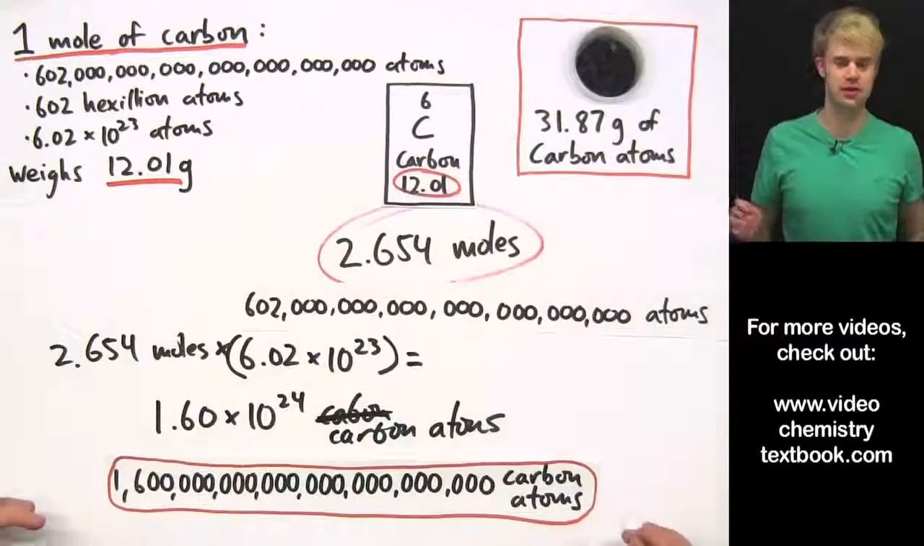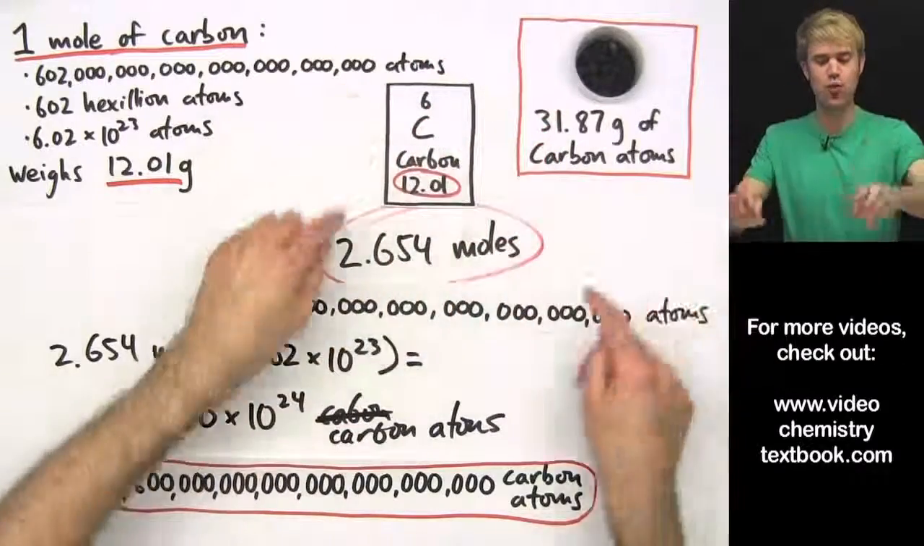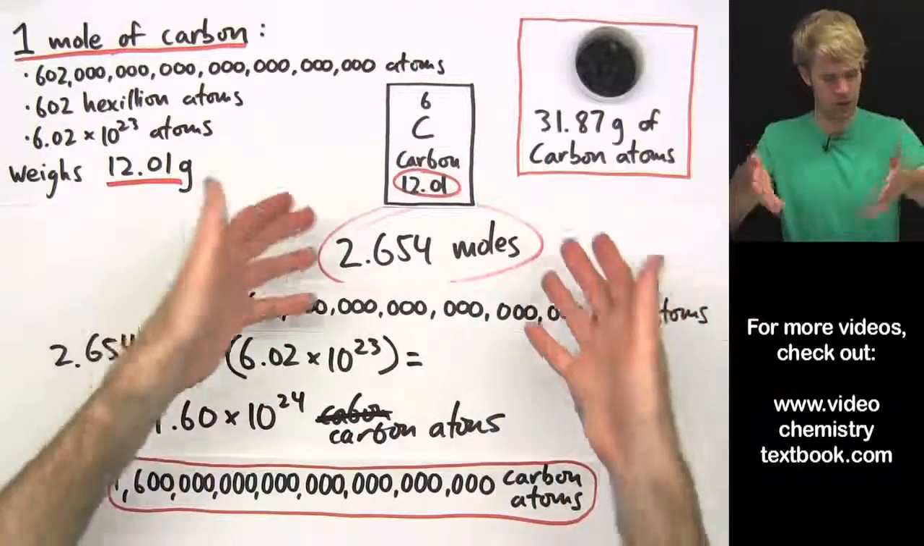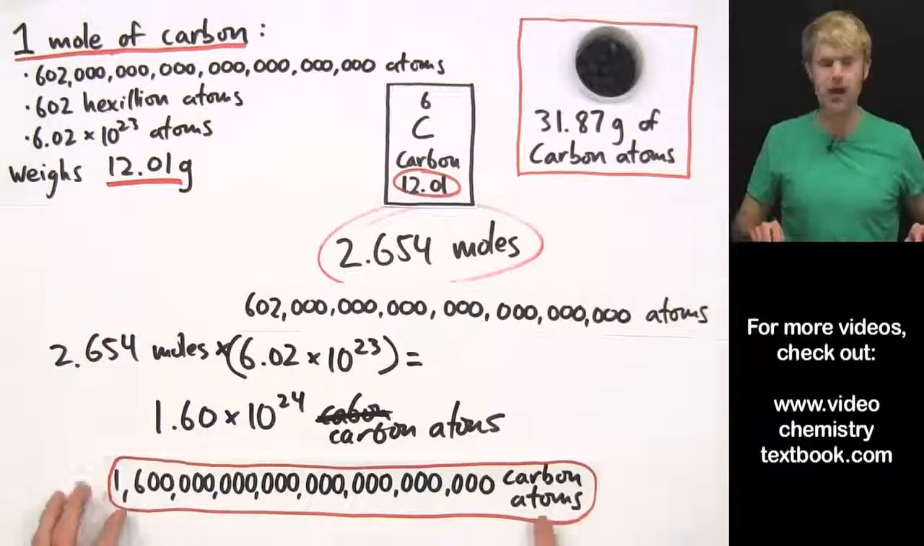So that is how we can use moles to figure out the number of atoms we have in something. We can figure out how many moles we have by weighing it, and then once we know how many moles we have, all we've got to do is multiply that by the number of things that are in a mole, and we get our final answer.